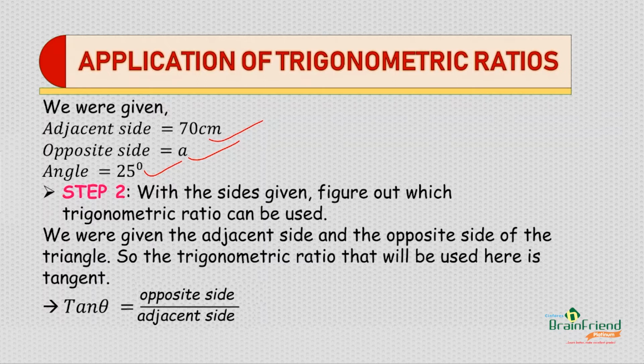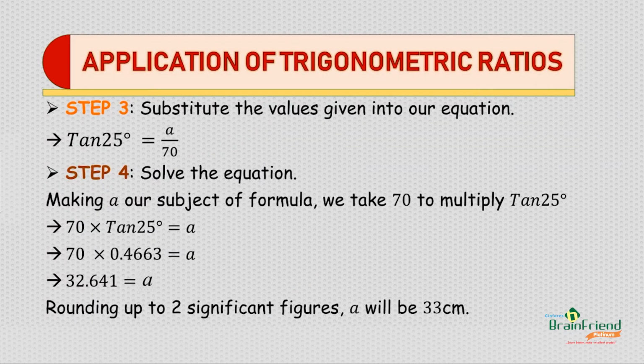So now with the sides given, we will figure out which trigonometric ratio can be used. We were given the adjacent side and the opposite side of the triangle. So our trigonometric ratio will be tangent because tan theta is equal to opposite side over adjacent side. Step 3, we substitute the values given into our equation. This will give us tan 25 degrees is equal to A over 70. Step 4, solve the equation. Now making A as subject of formula, we take 70 to multiply tan 25 degrees. This will give us 70 multiplied by tan 25 degrees is equal to A.